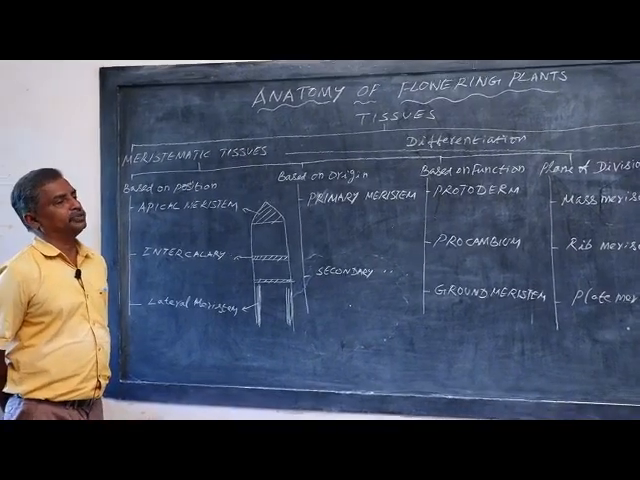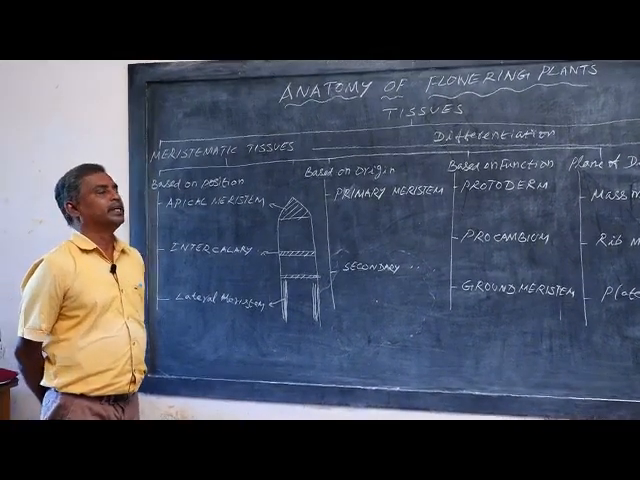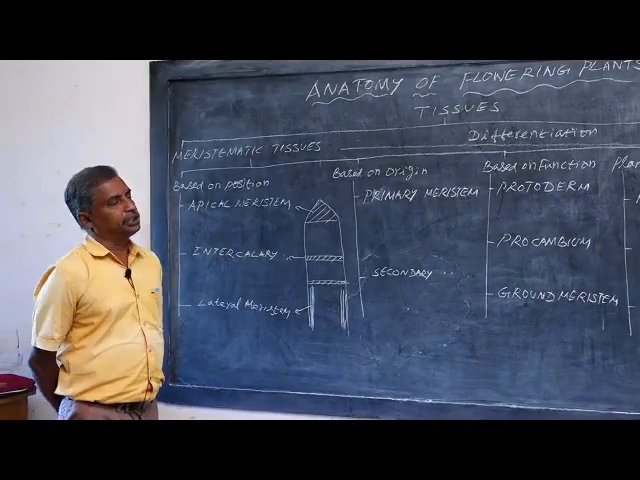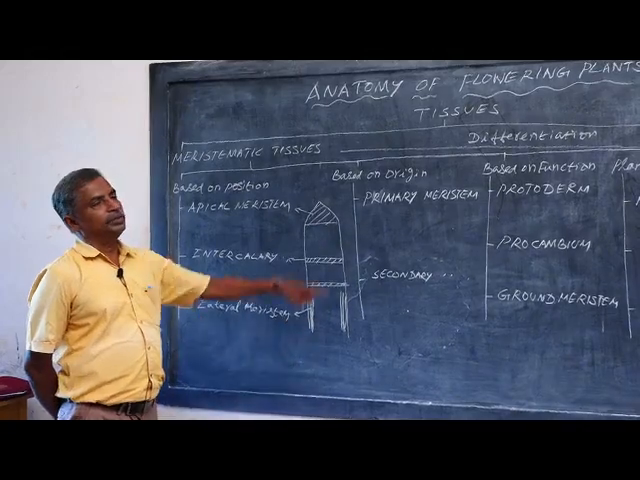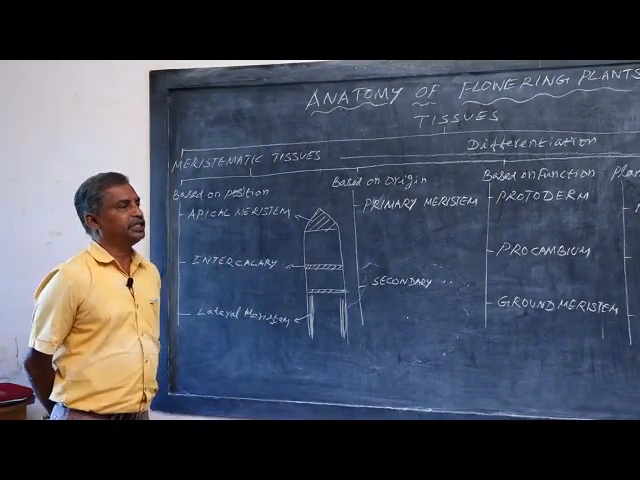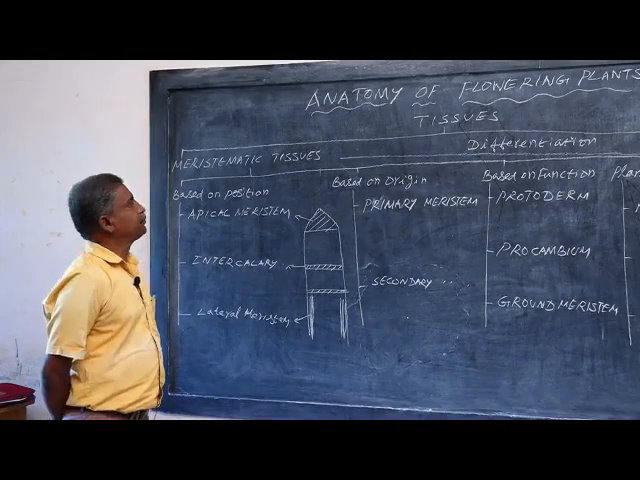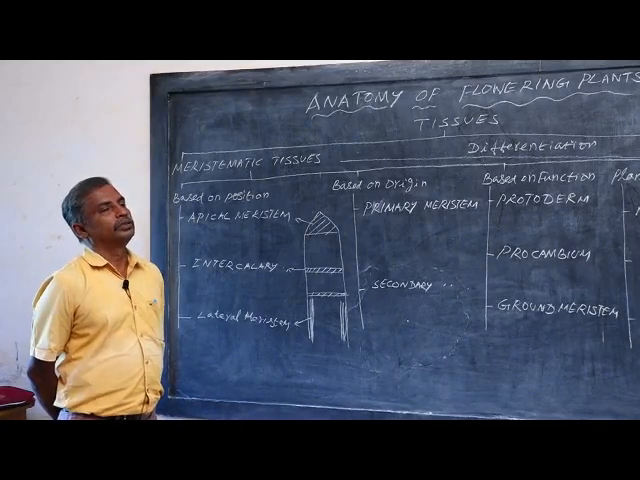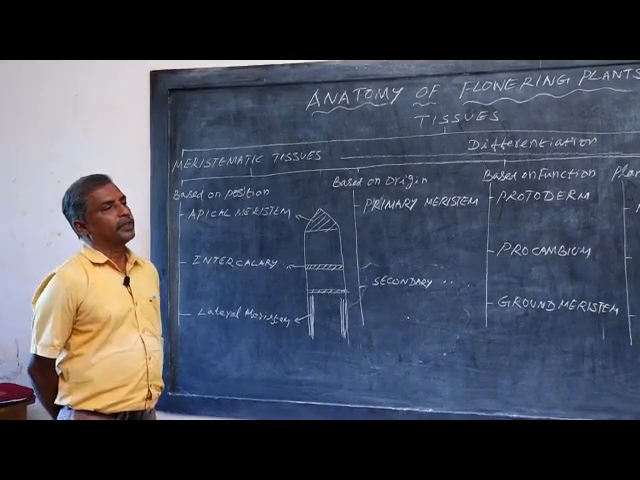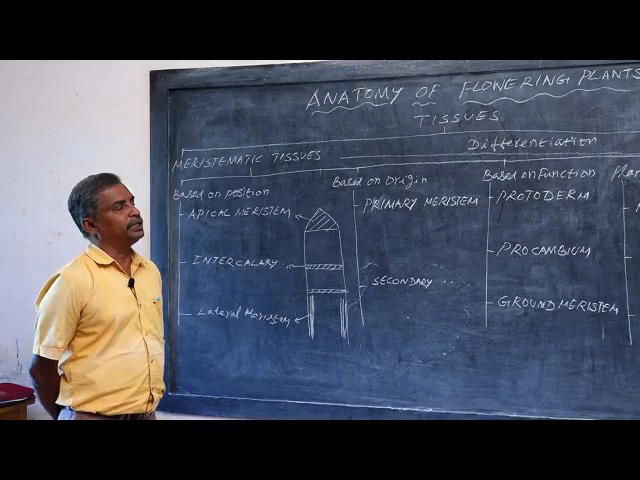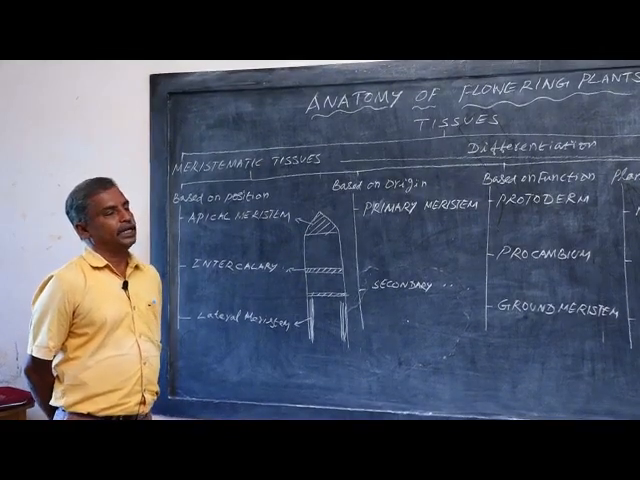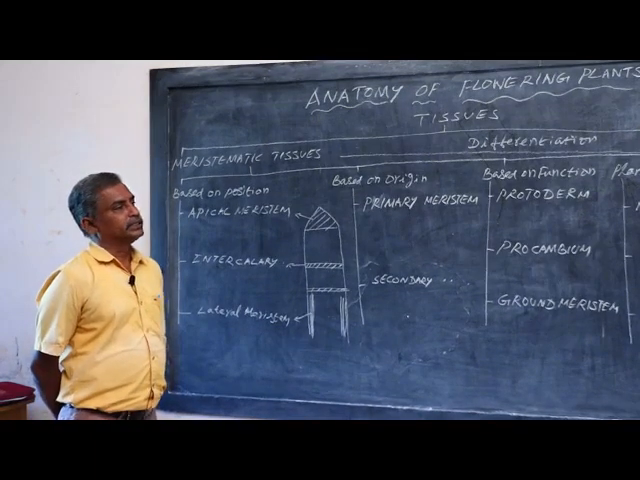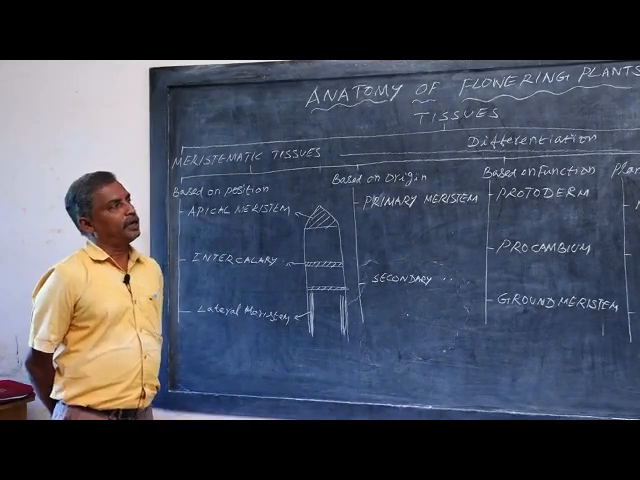So, meristematic tissues. What are meristematic tissues? Meristematic tissues are the group of tissues which are in a continuous state of division. The meristematic tissues are differentiated into permanent tissues. What is differentiation? Differentiation is a process in which the divided cells undergo some changes to perform functions and become permanent tissue. The divided cells, temporarily or permanently, lose their state of division to form permanent tissues.